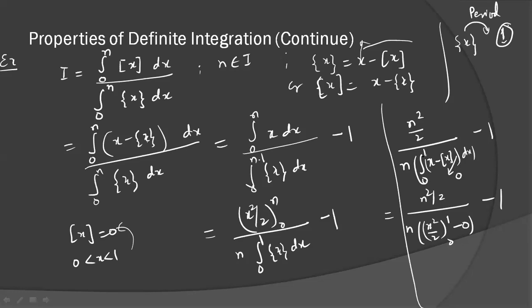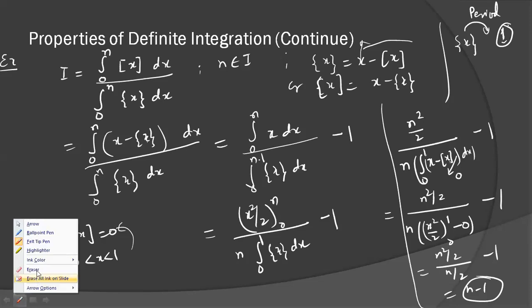So the integration of x is x square by 2, 0 to 1, and this is 0 in 0 to 1 open interval. So it will be n square by 2 over n by 2 minus 1. So it will be n minus 1. N minus 1 will be the correct answer for this question. N can be any number here.